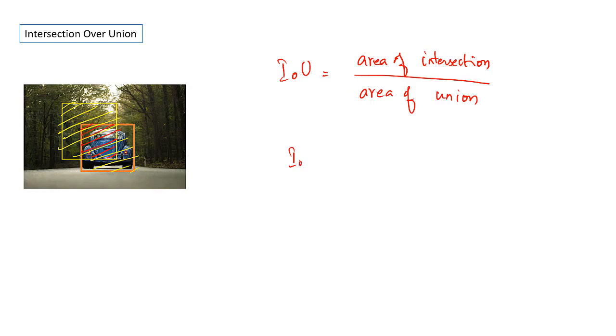Whenever the IOU value is greater than or equal to 0.5, we consider this a good prediction, or the bounding box is correct. If the IOU value is less than 0.5, then we consider that prediction a bad prediction. Mostly the value used is 0.5, but you can alter this to 0.6 or 0.7. The higher the IOU threshold that you have, the more accurate the bounding boxes are.